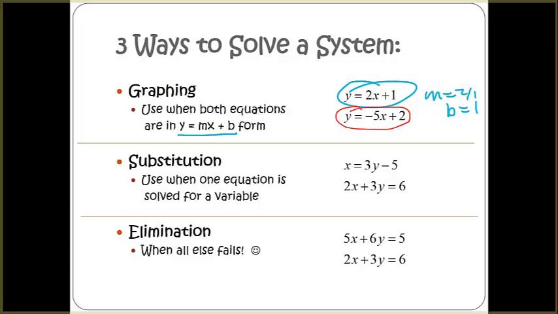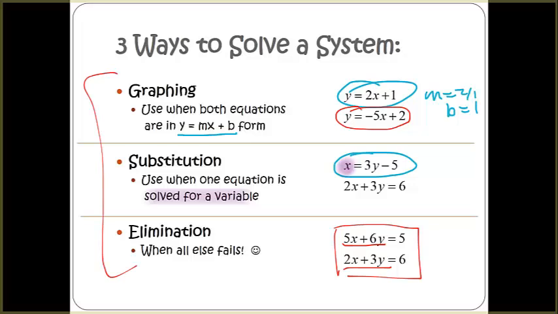So that's graphing. Substitution: if you notice here, one of the equations is solved for a variable. So this x is by itself, and you use this when one equation is solved for a variable. With elimination, you basically have both the x's and y's on the same side of the equal sign, so both are on the left side. You can use this, like I said, when all else fails, and we will go over the technique of elimination. But again, these are all three Algebra 1 topics.